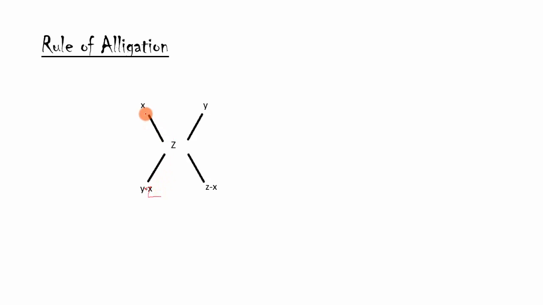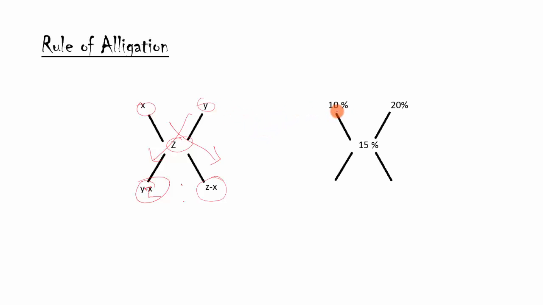So just remember this rule. We are given x, y, and z. This is nothing but the difference from here and from here. This is the ratio in which we would have mixed x and y. To understand this better, let us take a problem.